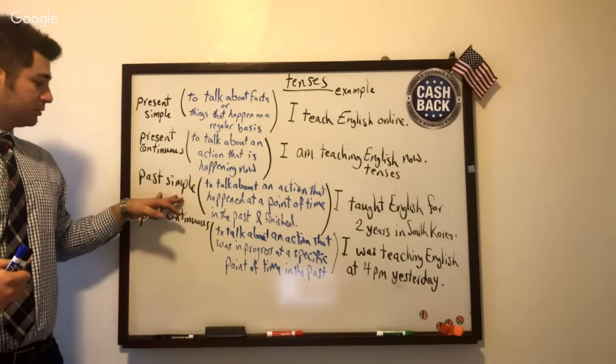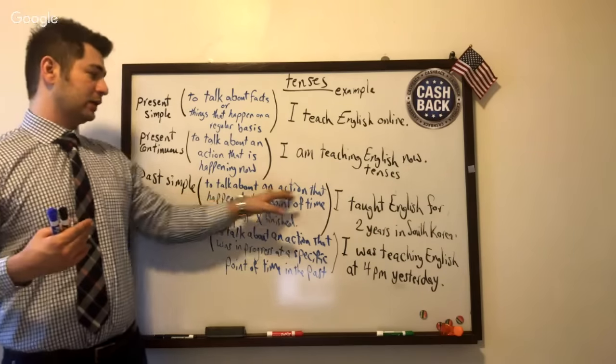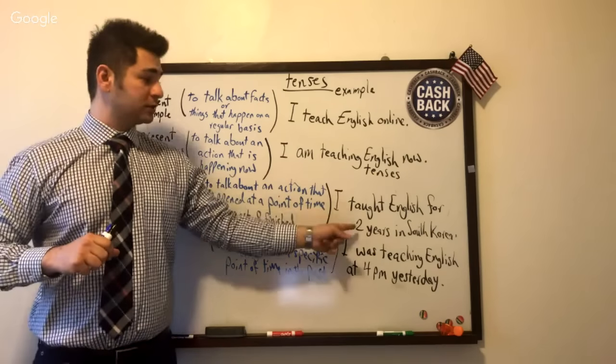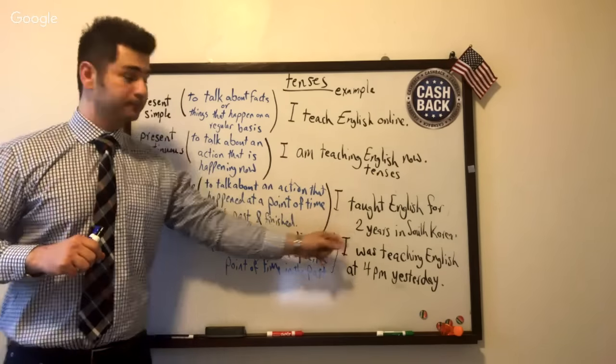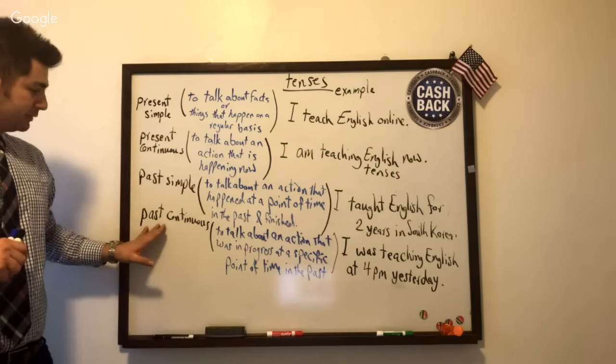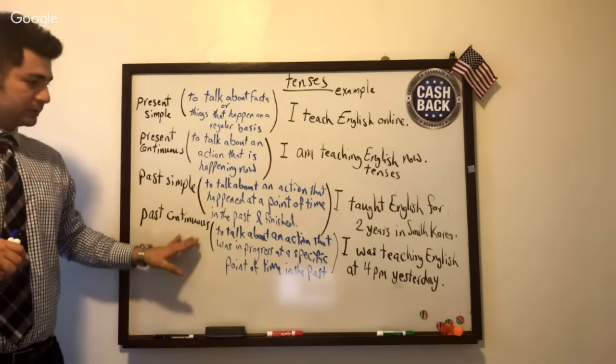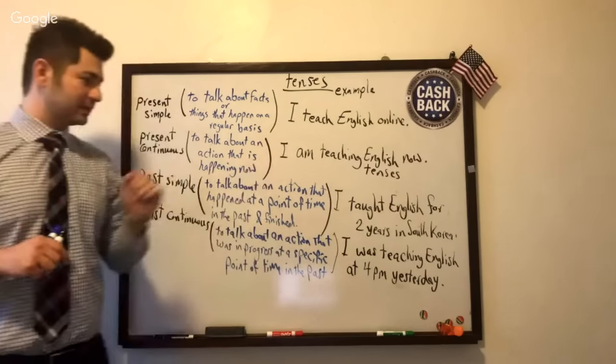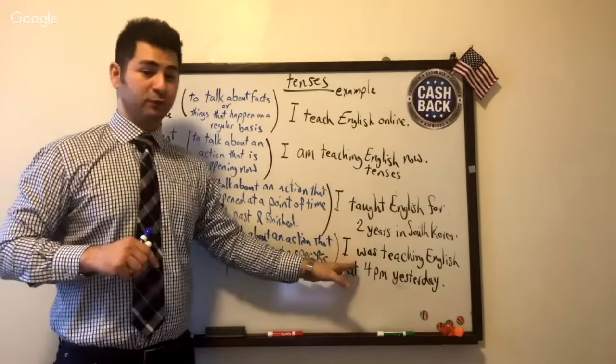Tense number 3, past simple. Used to talk about an action that happened in the past and finished. Finished, for 2 years in South Korea. Fourth tense, past continuous. An action that was in progress at a specific point of time in the past. At 4 p.m. yesterday.